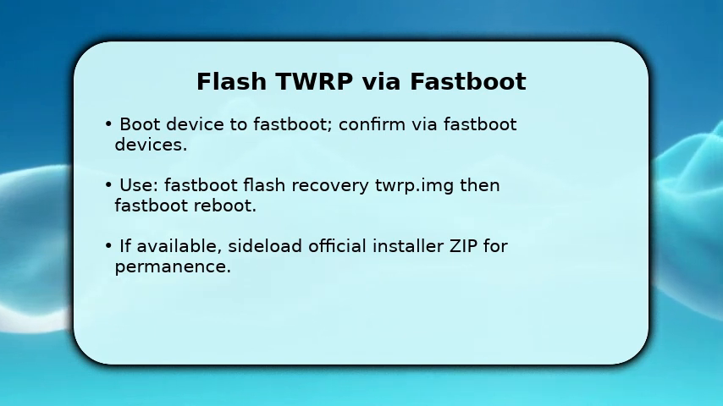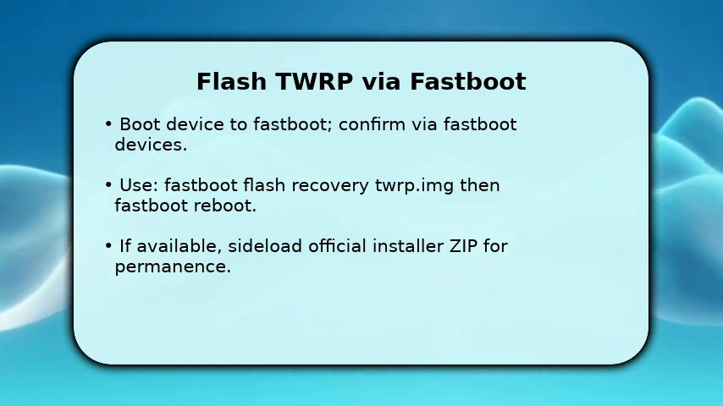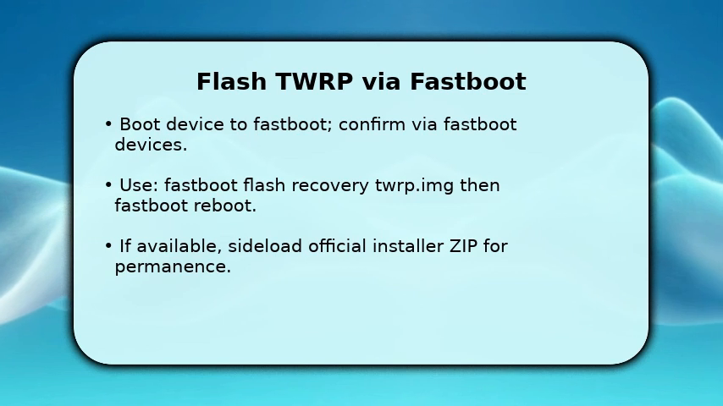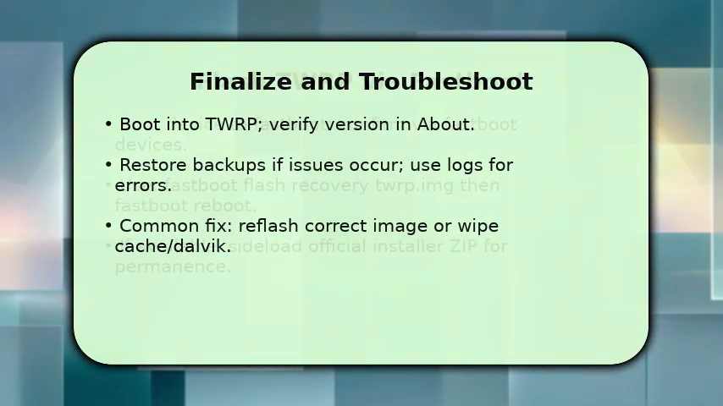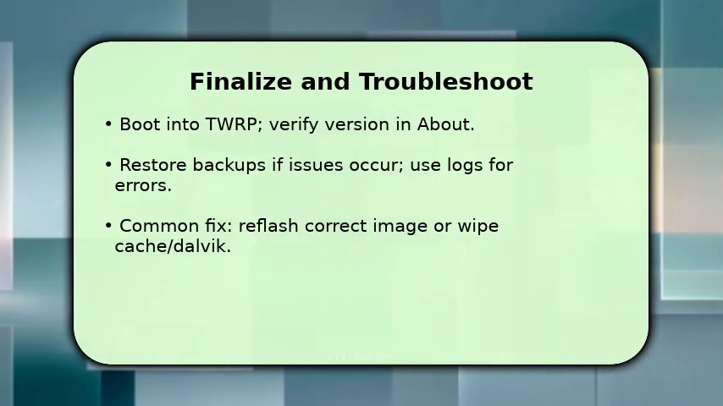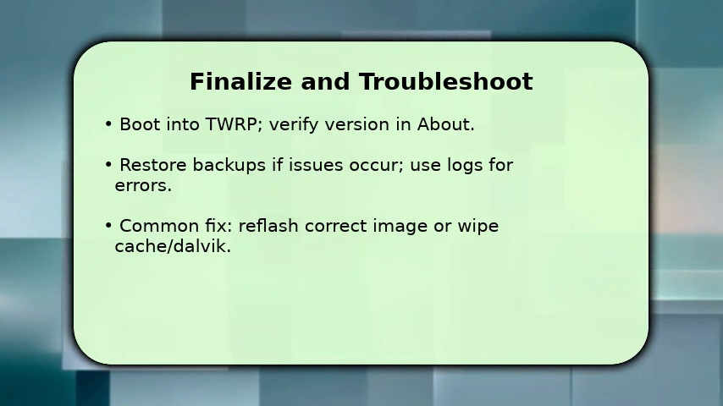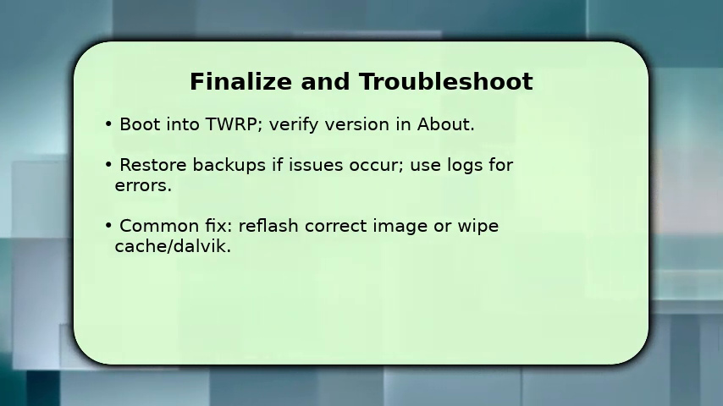If the TWRP provider offers an installer ZIP, sideload it from recovery to make the change persistent across reboots. This sequence ensures the new recovery is finished by booting straight into the freshly flashed TWRP and checking the About screen to confirm the version. Once stable, you can flash optional add-ons or reboot into system.